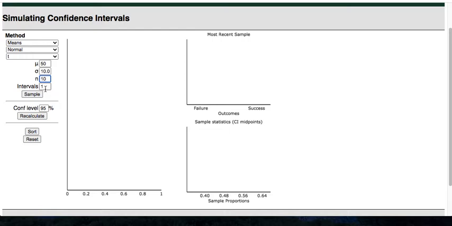And we'd like to know what happens to confidence intervals. Let's say we're going to do 95% confidence intervals. And I'd like this to go ahead and produce, let's say, 100 samples of size 10, and then build 100 confidence intervals from that. And so we're going to go ahead and click on sample, and we'll see what happens here.